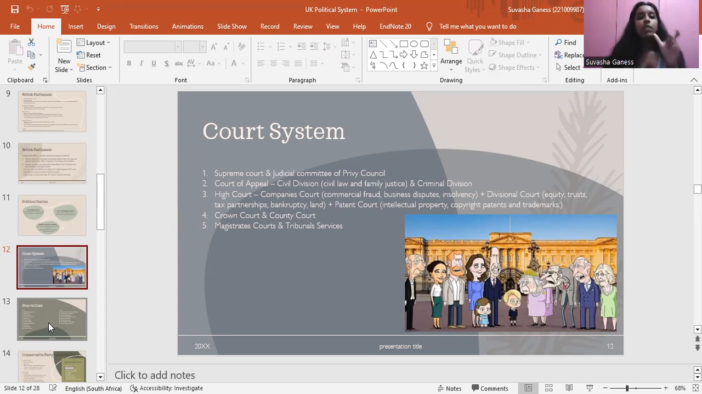So I think what's particularly important here is number 3, which is your High Courts, to show you the different types of courts that you get and the different things that each specific court deals with, and this allows for judges in those specific courts to be specialized in what they're dealing with, right?